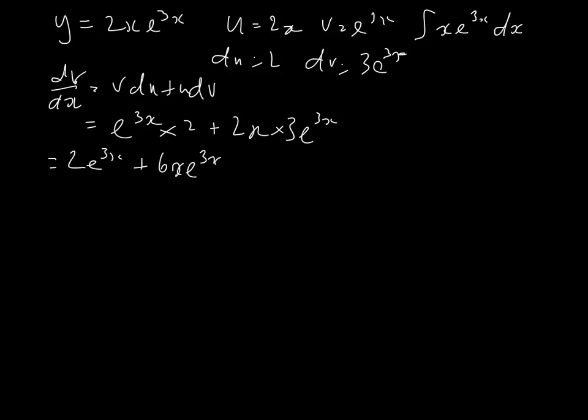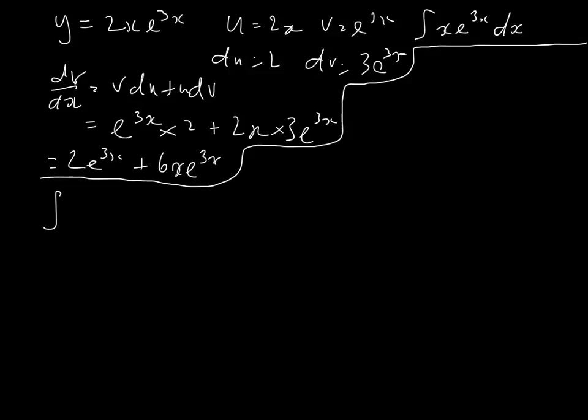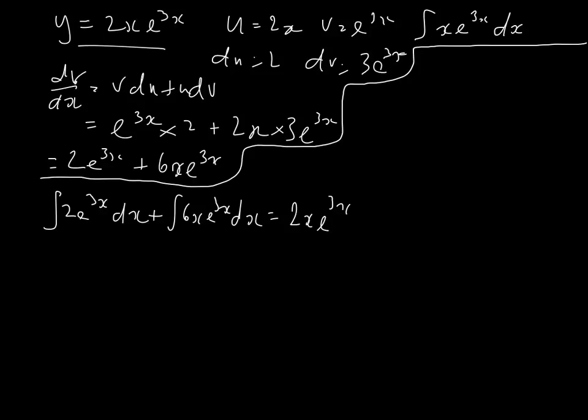Okay, so now that we've got that, we can start to antidifferentiate. So what we do is we take this thing. Now I'm just going to close this off a little bit because we're going to need a bit more space. So we take our derivative, and we say if we've got 2e^3x dx plus 6xe^3x dx, we know that that will end up equaling our original function of 2xe^3x.